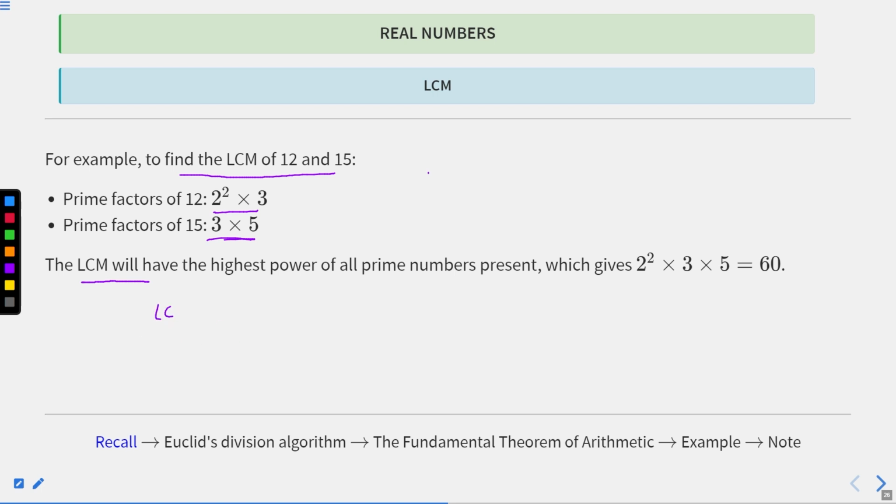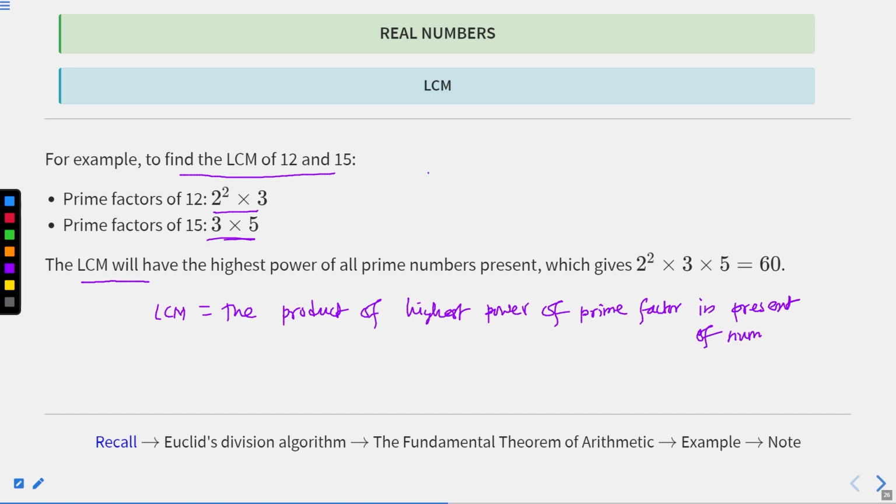So LCM is basically the product of the highest power of prime factors present in the numbers. So the LCM is the product of the highest power of the prime factors that are present in the two numbers. So the LCM of 12 and 15 is 60.